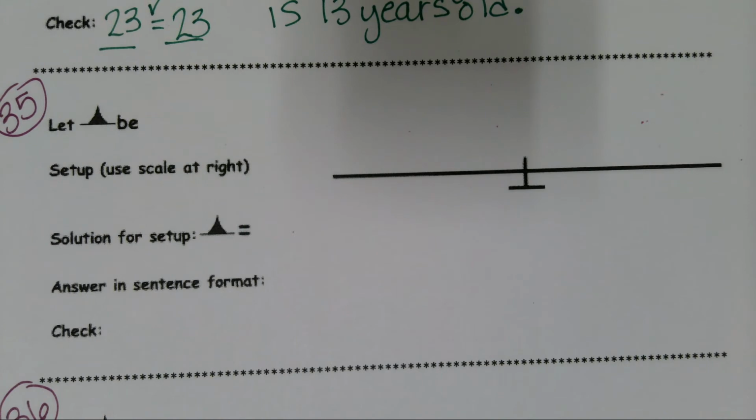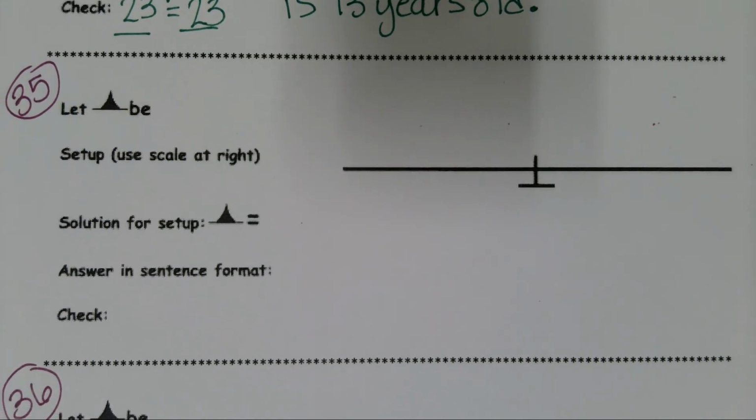And now we're doing problem number 35. So John is 3 years older than twice his little brother Bobby. Together their ages add up to 15. How old is each? So what we have to find is how much each one is. But first we need to find out whose age we need to know in order to figure out the other person's age.